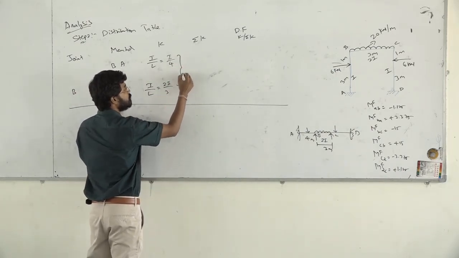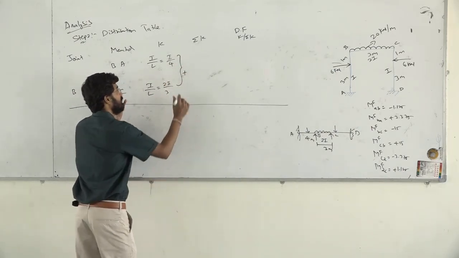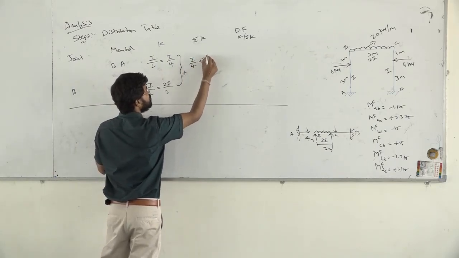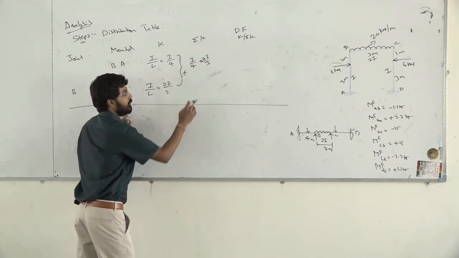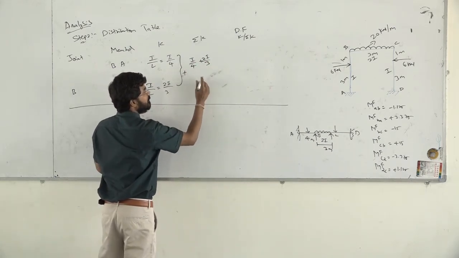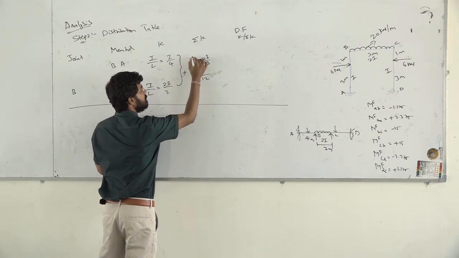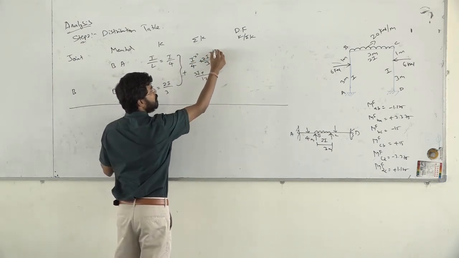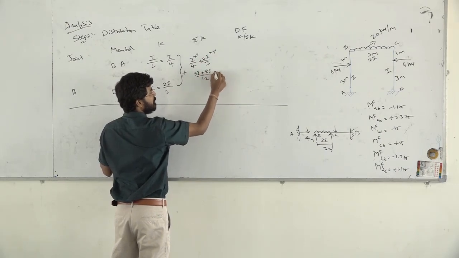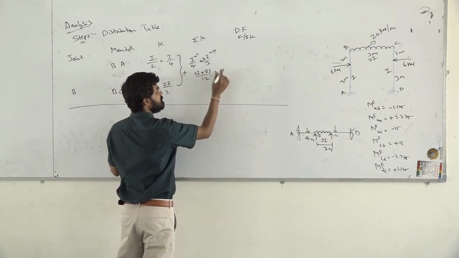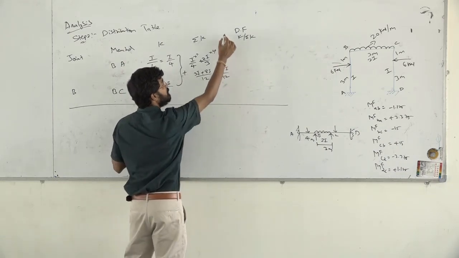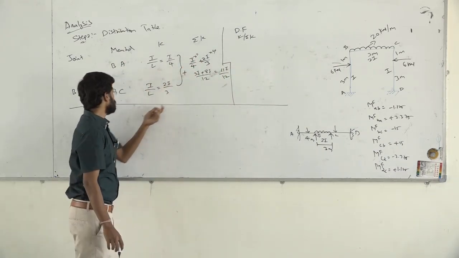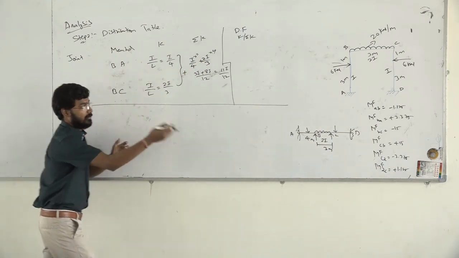Now if you add these two, we get summation of K, which is equal to I by 4 plus 2I by 3. Taking the LCM as 4 into 3, we get 12. So 4 into 1 is 3I, plus 4 into 2 is 8I. Then 8 plus 3 is 11I by 12. So this is my total summation. We have to add these two. Now similarly we will come to our next joint.